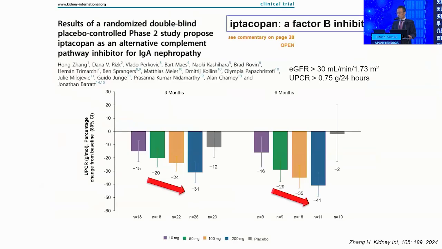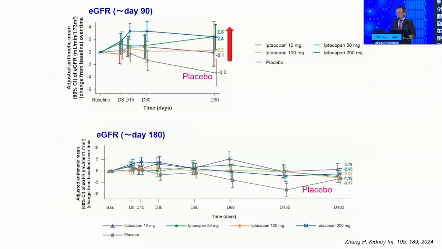So iptacopan is a factor B inhibitor. This data is from a phase 2 study. After 3 months and 6 months of treatment with iptacopan, the proteinuria reduced by about 30 to 40%. And eGFR after the treatment at 3 months and 6 months: in the treatment group with iptacopan, eGFR was maintained compared with the placebo.